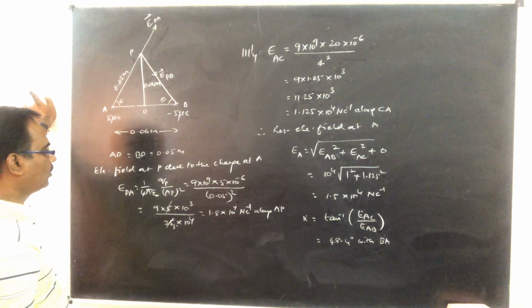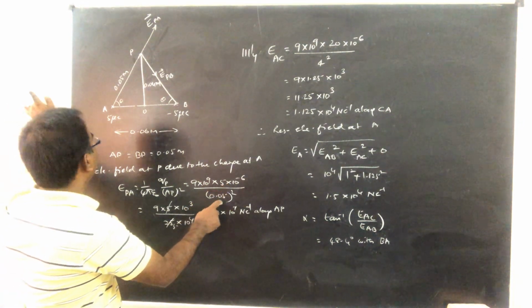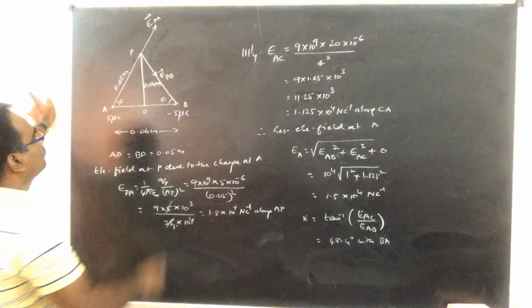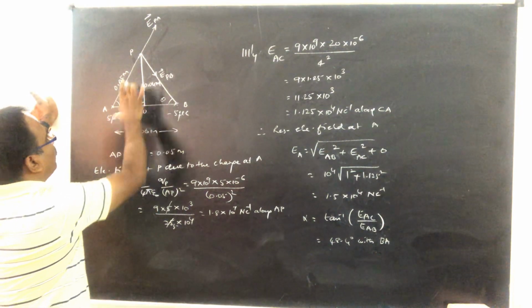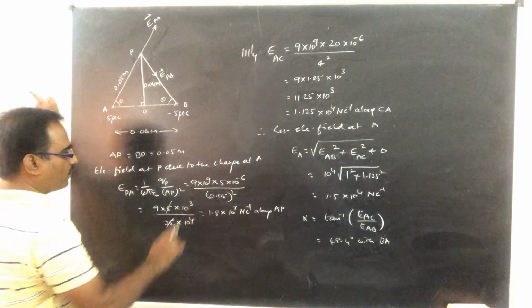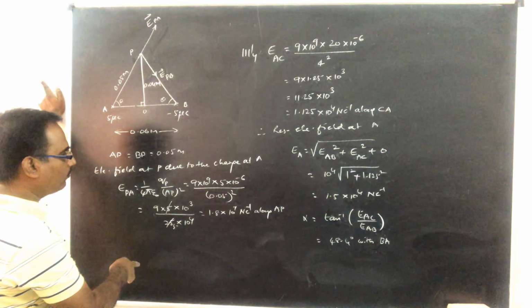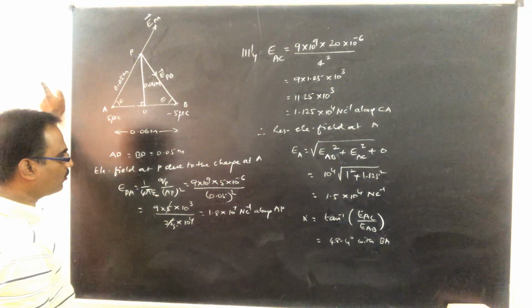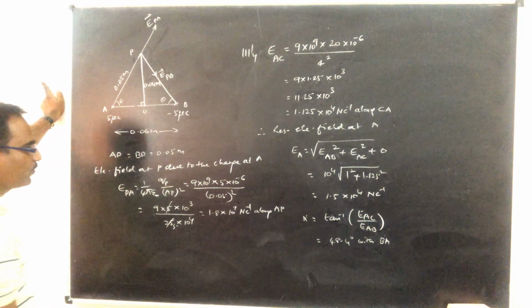So this is 1 by 4 pi epsilon naught, this is Q, and this distance is AP. Because this angle is 90 degrees, 0.03, 0.04 means it becomes 0.05. So it will be 9 by 5. 9 by 5 means 1.8 into 10 to the power of 7 Newton per Coulomb.